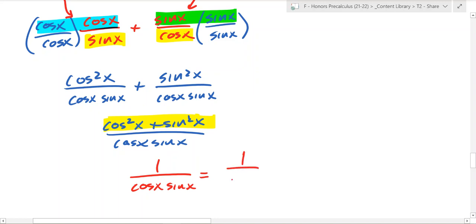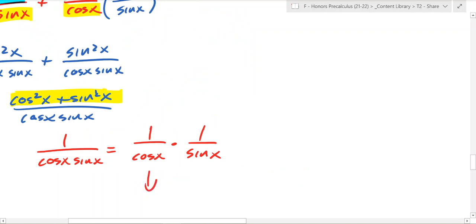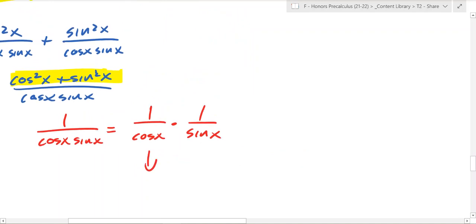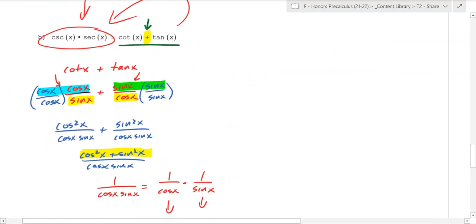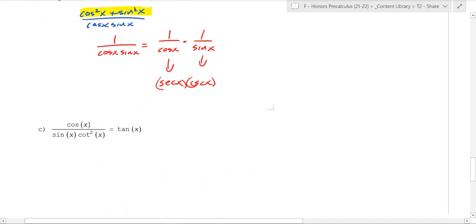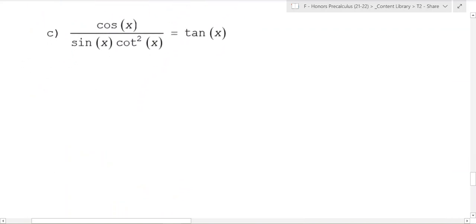And that's the same as 1 over cosine x times 1 over sine of x, like that. The definition of 1 over cosine is secant x, that's the definition, and 1 over sine is cosecant x. And that is exactly what we wanted to prove right there. So we turn the right into the left. So in general, if you have a plus sign, choose that to start with. It's generally easier.